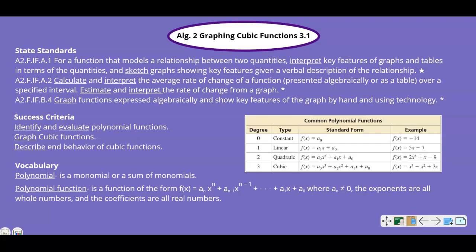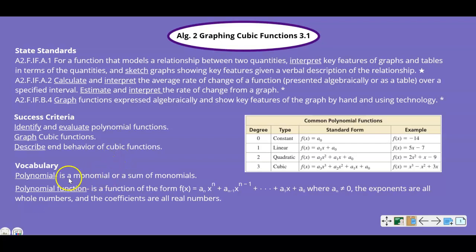Today we're going to be looking at graphing cubic functions. This is lesson 3.1. All right, your state standards are provided, and to be successful today you need to be able to identify and evaluate polynomial functions. You need to be able to graph a cubic function and describe the end behavior of cubic functions.